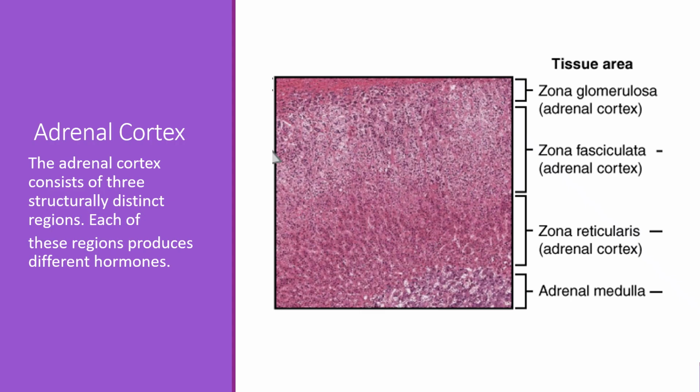Again, here's a picture of what the adrenal cortex looks like, the three structurally distinct regions. Each of these is going to produce a different group of hormones. I think it's a total of about 20 different hormones. We don't have to know all of them. There are just some that we'll pick out to know, but there are a lot of hormones released by the adrenal cortex.